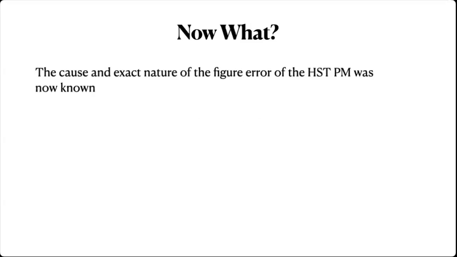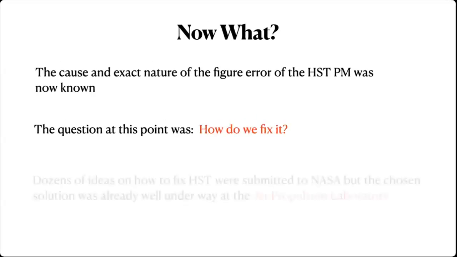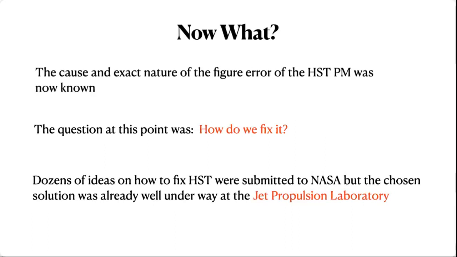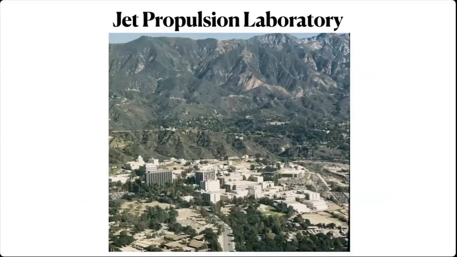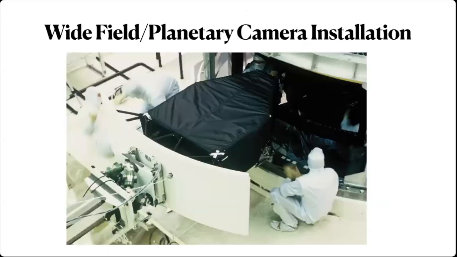Okay, so they figured out the exact problem with the telescope. The question is now, what do we do? How are we going to fix this thing? There were many ideas sent in on what should be done. A lot of them were pretty nutty, but it turned out that the solution we ended up using was already in the works at the Jet Propulsion Laboratory. Here's a picture of the laboratory in Pasadena with the San Gabriel Mountains in the background.